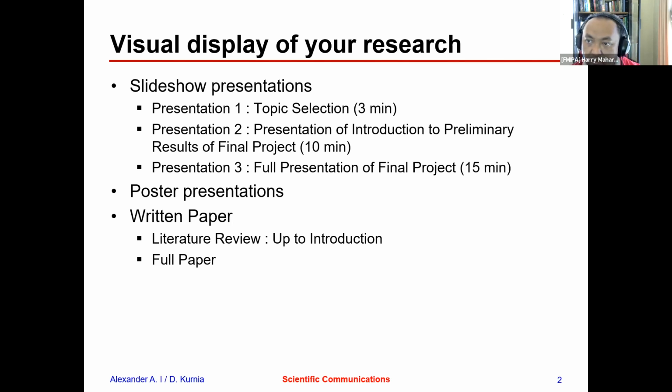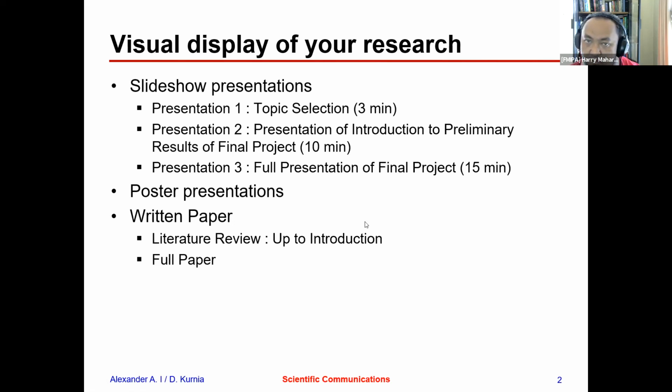And we also have 2 evaluations on paper writing. The first one is the introduction, only the introduction part, and the last one is the full paper. The full paper will be submitted on the day when we have the 15 minute presentation, which is on the last part of our schedule.